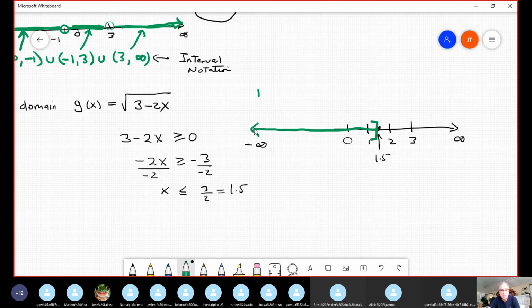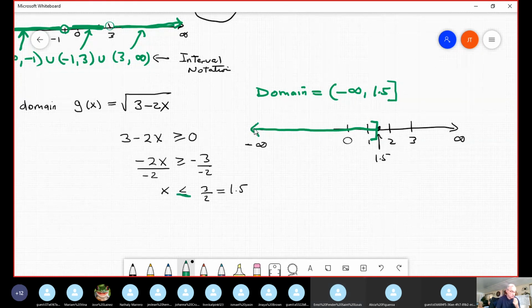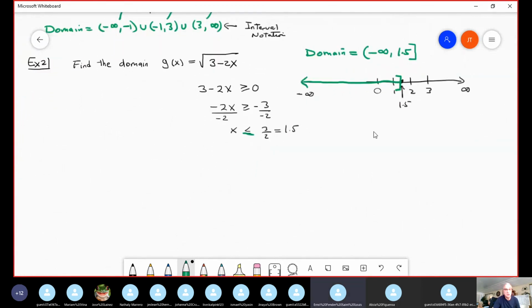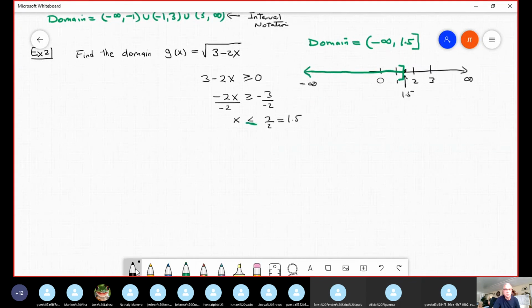So what is the domain, guys? Domain in interval notation is minus infinity, comma, 1.5. Parenthesis or bracket? Bracket. Absolutely, because it's included. How do you know it's included? The equal sign gives me the information that it includes the value. Was this example 2 clear? Let's move on to example 3.